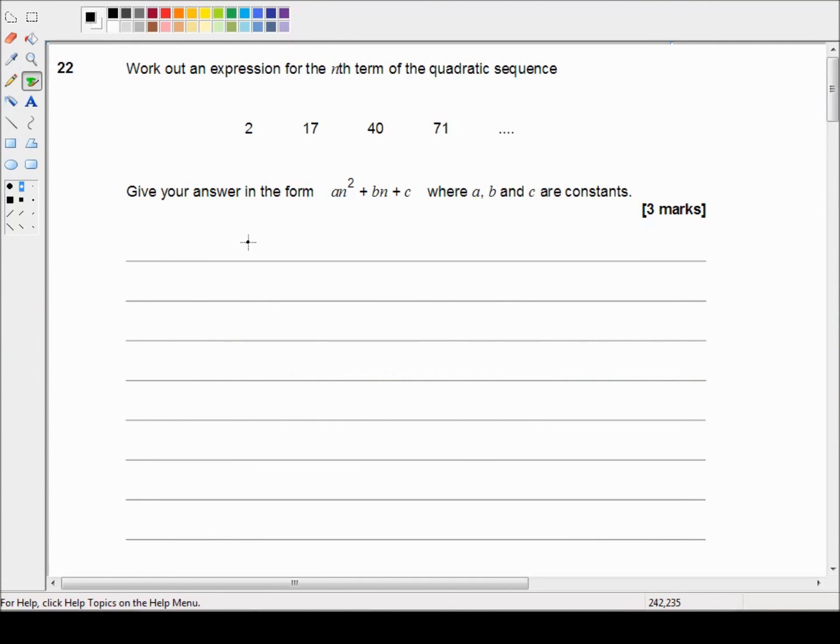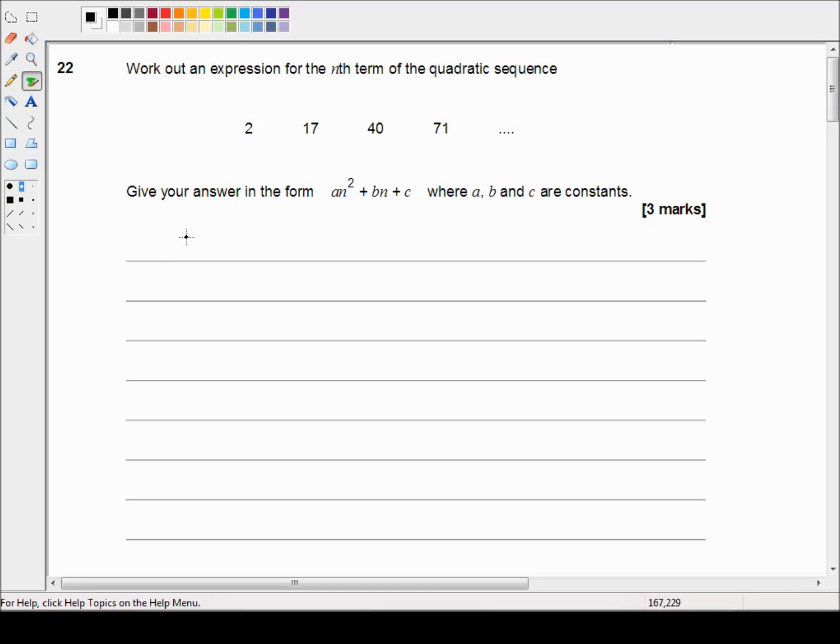In this video we're looking at the June 2017 past papers. This is the third paper in the higher tier. It is a calculator paper, so we are allowed to use calculators, and we're picking up in question 22, which reads: work out an expression for the nth term of the quadratic sequence 2, 17, 40, 71 and so on. Give your answer in the form of an squared plus bn plus c, where a, b and c are constants.